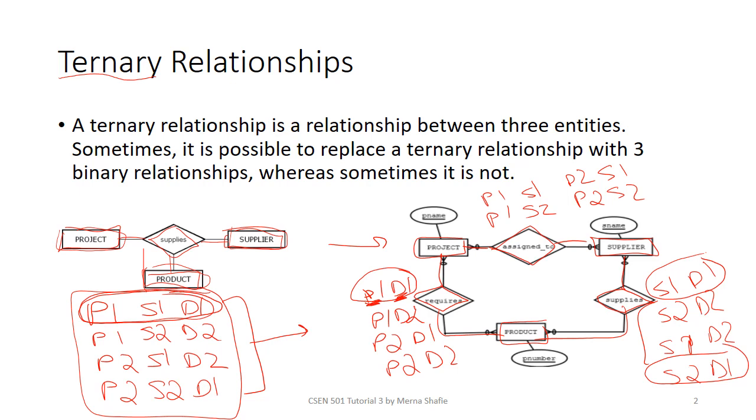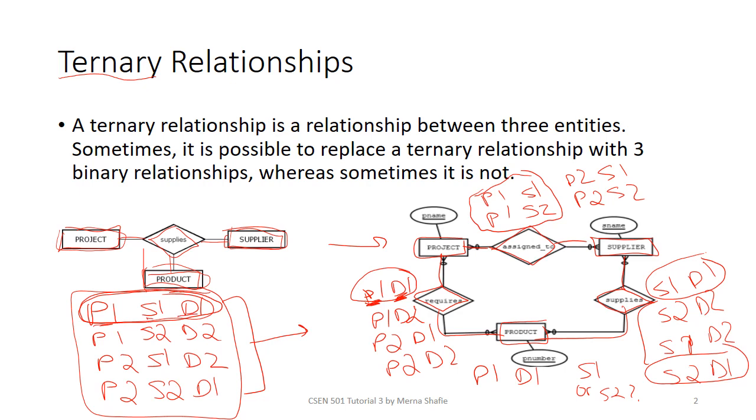So my only hope in order to get to know project 1 was supplied with product 1 from which supplier is to get to know project 1 was assigned to which supplier. So I will go and search. Project 1 was assigned to supplier 1 and was also assigned to supplier 2. So I will be confused. Project 1 got this product 1 from supplier 1 or supplier 2. I will be in confusion.